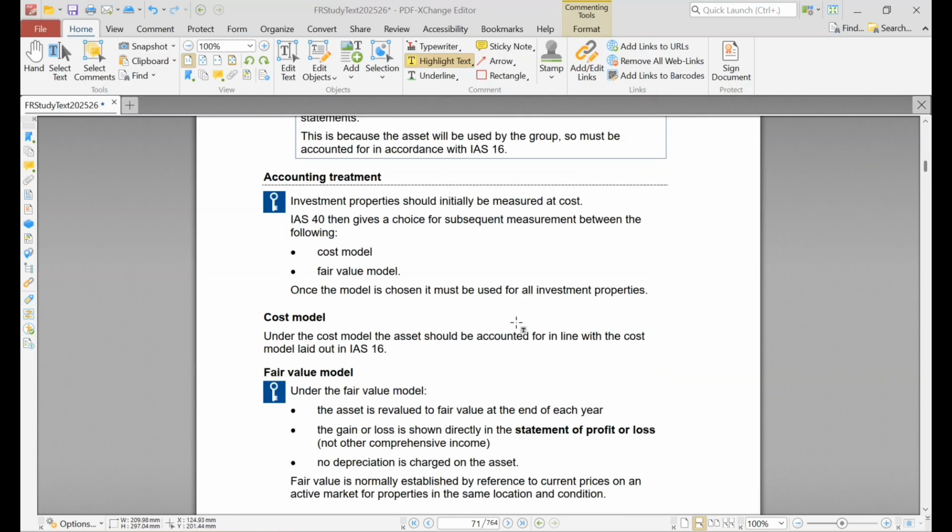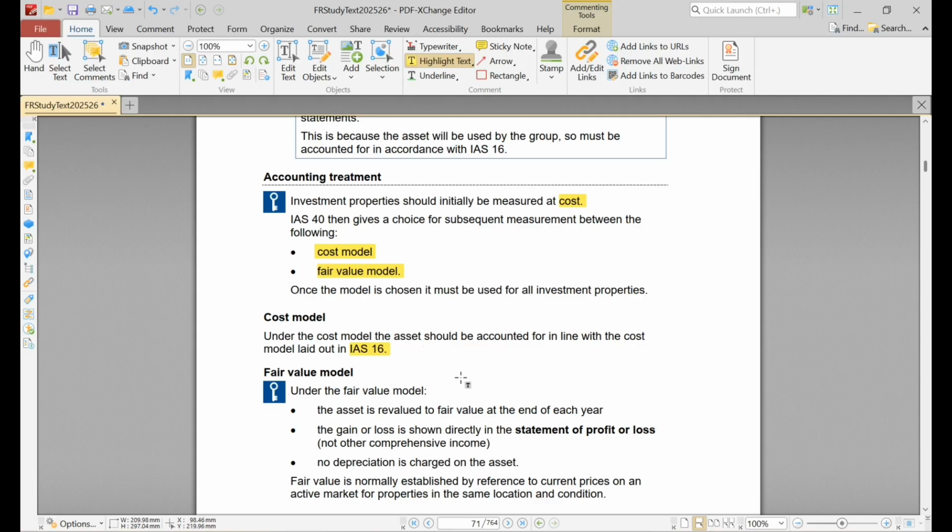Now, the accounting treatment. Again, investment property is initially measured at cost, and subsequently it can be measured using the cost model or the fair value model. Cost model is pretty simple. It's the same way as it is accounted for in IAS 16, what we had studied in the first video. The same process. The fair value model is also similar to revaluation, with just slight differences there.